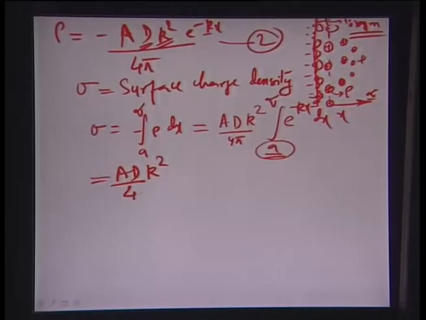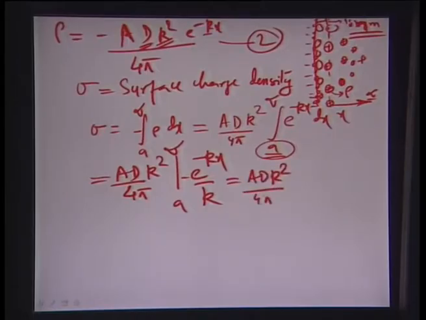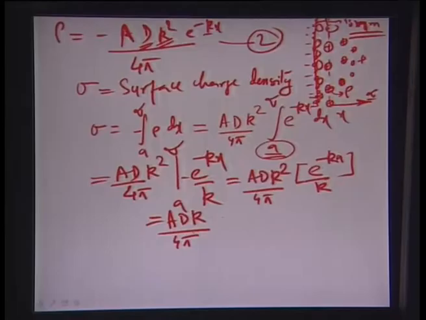A D k square by 4 pi integral a to infinity e to the power minus kx dx, of course, with a minus sign, and this would eventually convert into A D k square by 4 pi times e to the power of minus k a by k, or in other words, finally converting into A D k by 4 pi e to the power of minus k a.